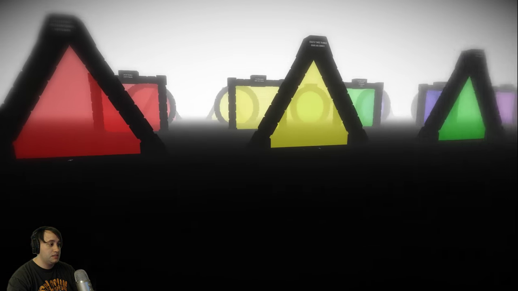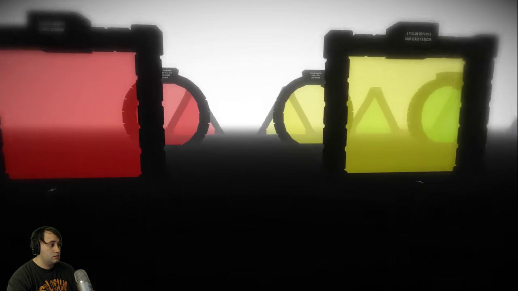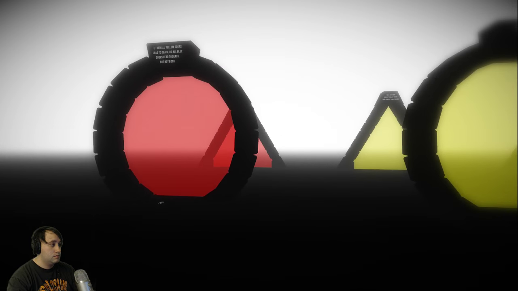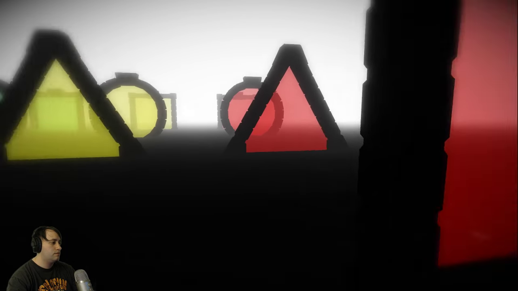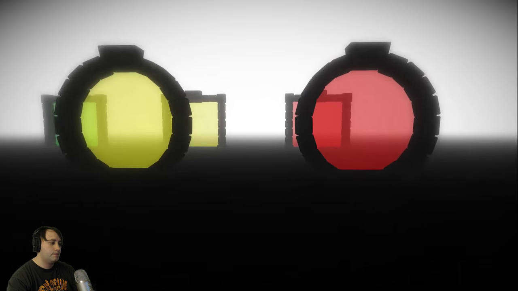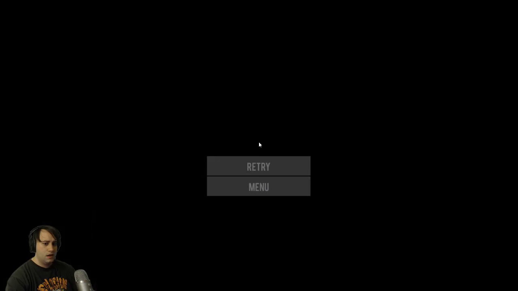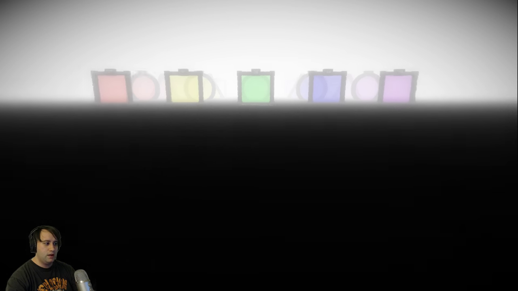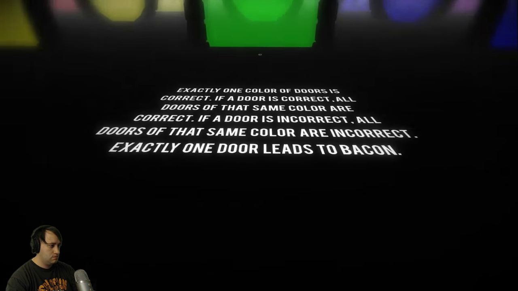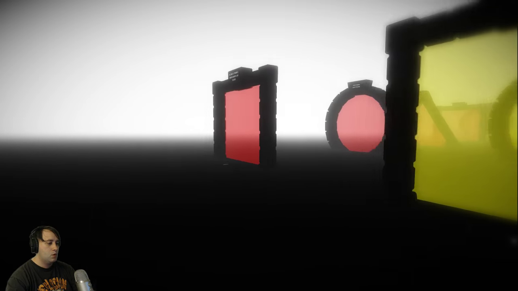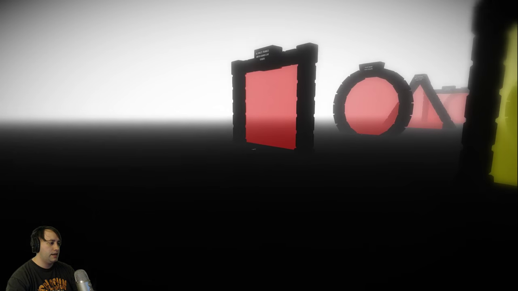Now hold on. A blue square leads to bacon. Either all, hold on. I think we can just stop right there. Right? Only one door? Oh! Apparently you can go through the side as well. All right. Yeah, exactly one door leads to bacon.